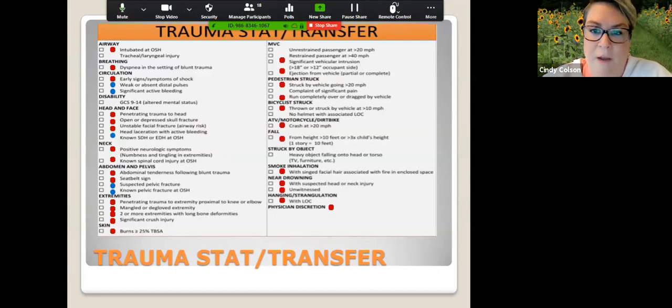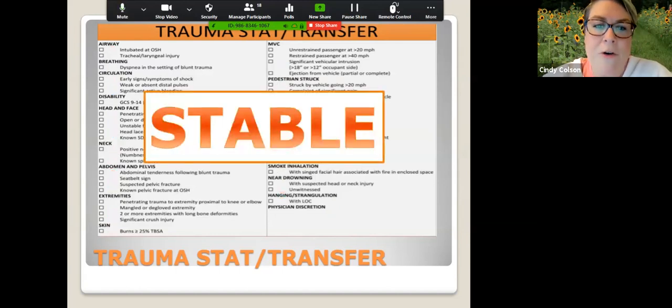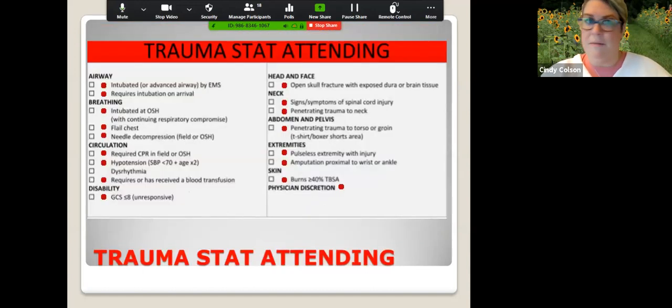Our trauma stat and our trauma transfer, again, are over 60% of our patients. This is the bread and butter of the trauma service, and these are our stable kids. So when I think about our criteria, I think of trauma stats and trauma transfers as our stable kids. And I think of our trauma stat attending kids as possibly needing a surgeon, possibly needing a surgery. These are our unstable kids.